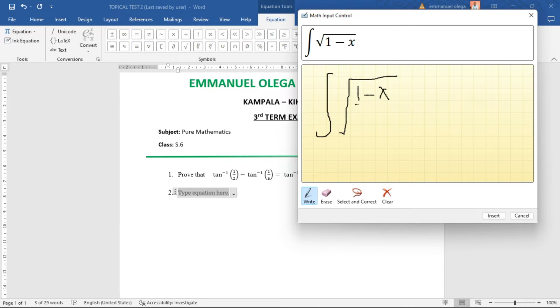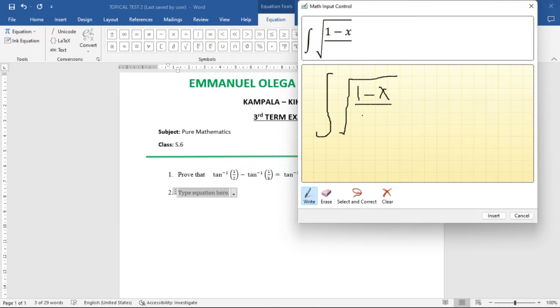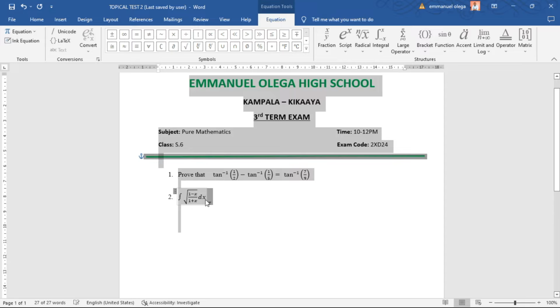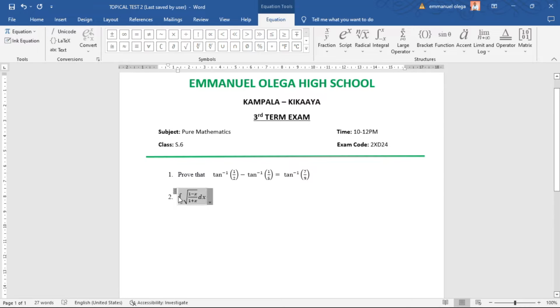I have 1 minus x over 1 plus x. Okay, as you can see, it has actually worked out. So click insert. It's actually appeared. Let's enlarge it a little bit.